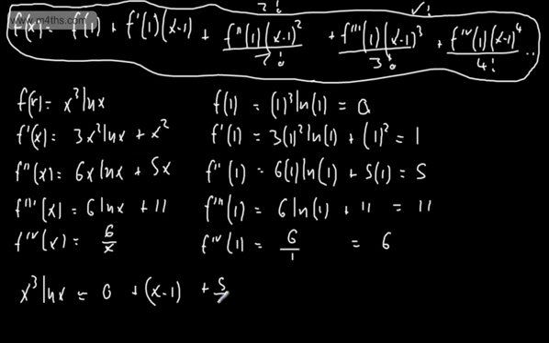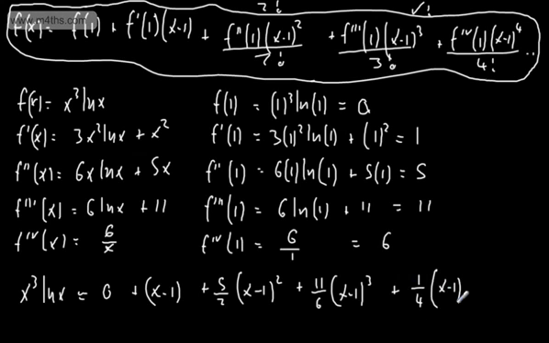2 factorial is 2, so we get 5 over 2 (x minus 1) all squared. Then the next one, we're going to have plus 11 multiplied by (x minus 1) all cubed over 3 factorial, which is 6. So we get 11 over 6 (x minus 1) cubed. And then we're going to get 6 (x minus 1) to the 4th over 4 factorial. 4 factorial is 24. 6 over 24 is going to give us 1 over 4.